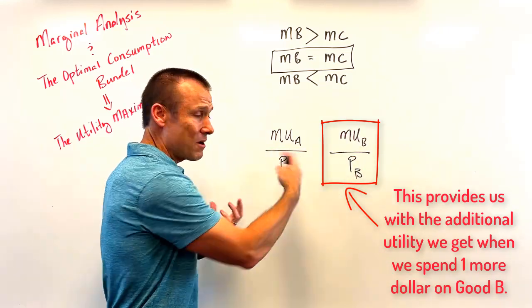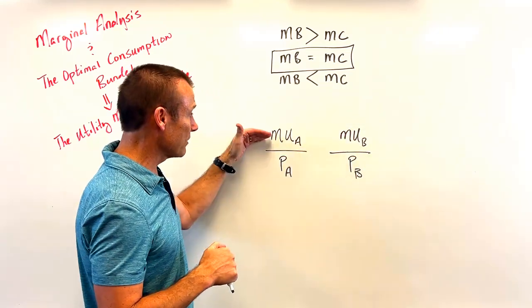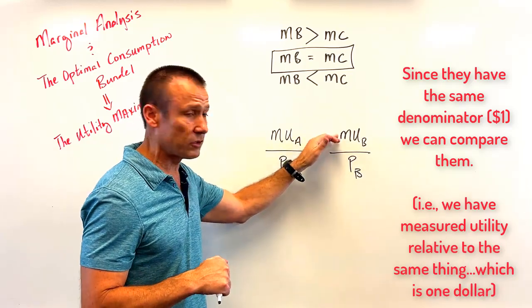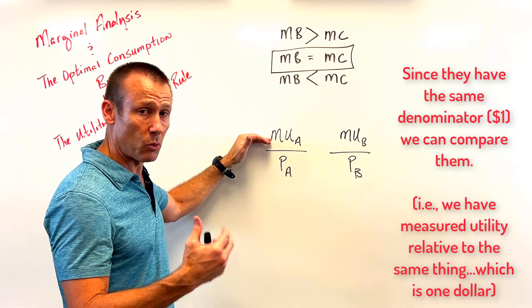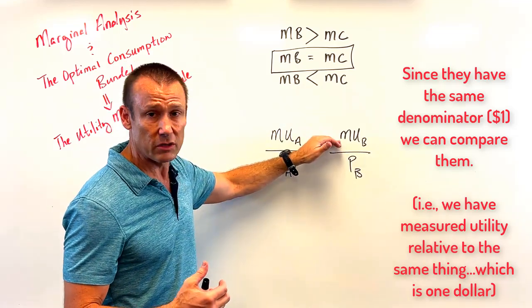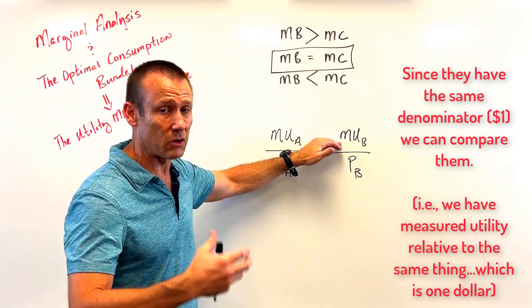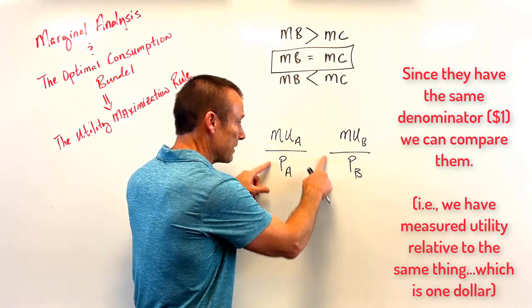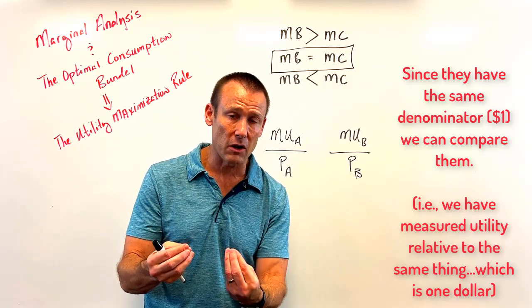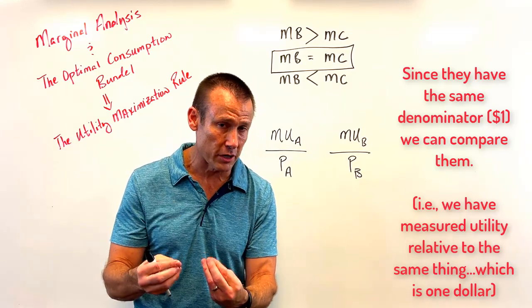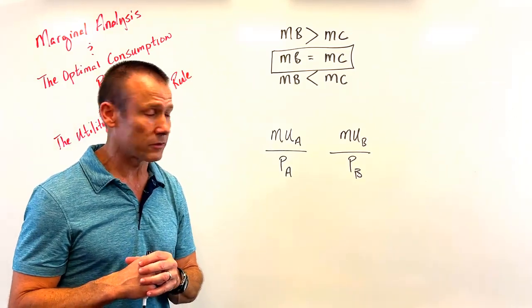Now we can compare these two things, right? Now we've got additional utility per one more dollar, additional utility per one more dollar. Additional utility we get by spending one more dollar on A, additional utility we get by spending one more dollar on B. So again, you've got to divide by that price, and now you've got the additional utility per dollar spent, not per good. Now we can make this comparison.